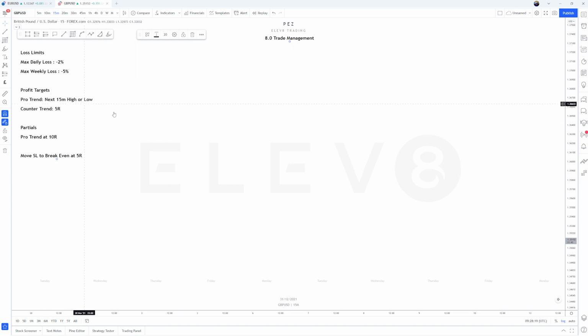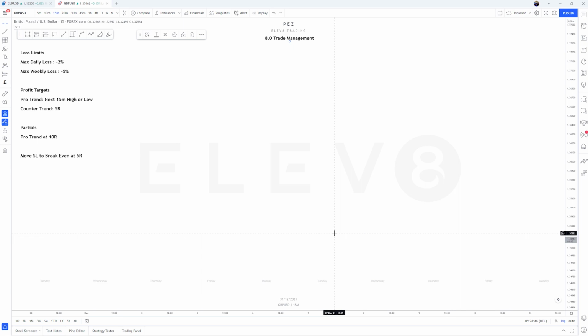Profit targets. So pro trend, I take my profits. So this is full profits at the 15-minute high or low, and that's a set rule I use. So counter trend, I always full TP at 5R, and that's because counter trend likes to play around a lot more, and you never know when it's going to reverse. So I like to take my profits at 5R and just bank that.